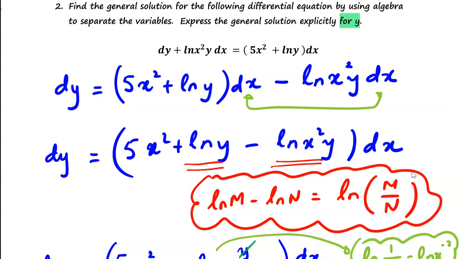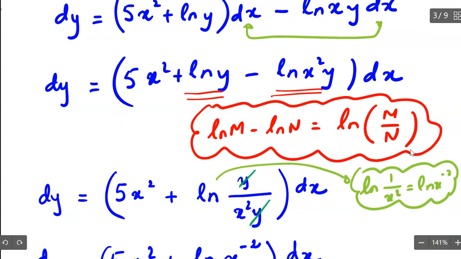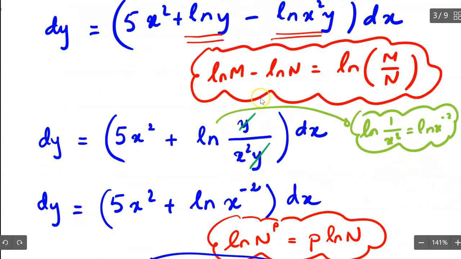Okay, so let's just recap this question. You see that dx appears on this side of the equation as well. So the best is to move this over to this side and factor out the dx. Factor out the dx. You see that you apply the property of natural logarithm to get rid of the y.